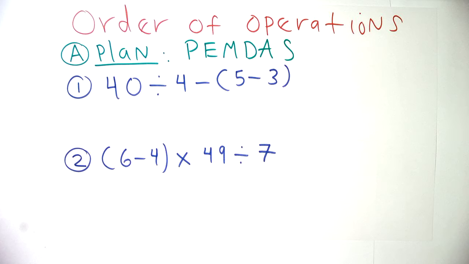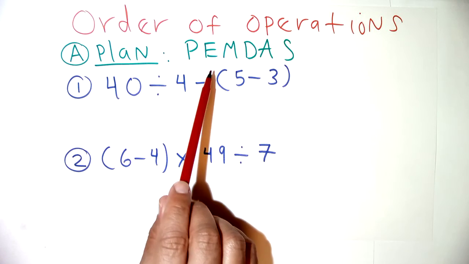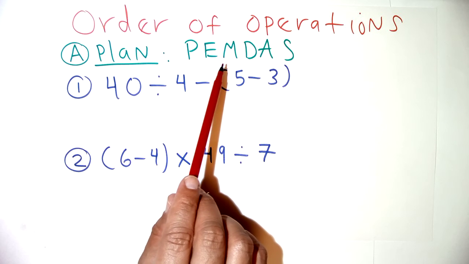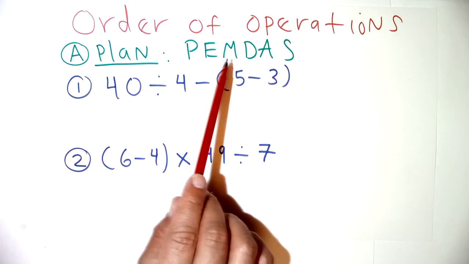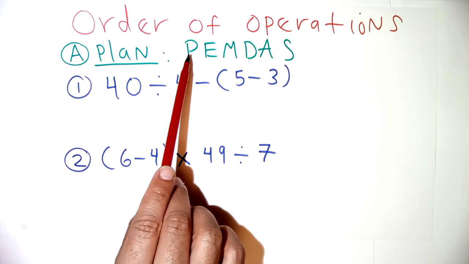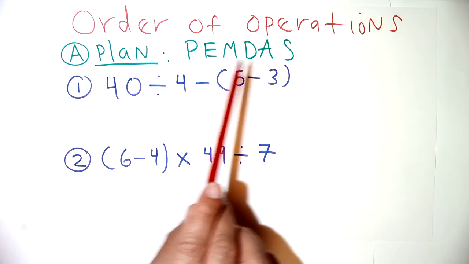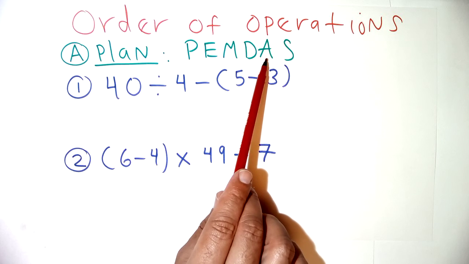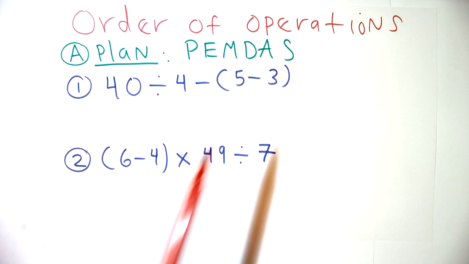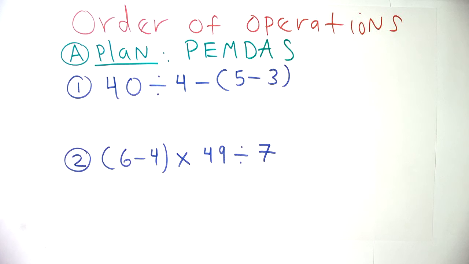Alright, in this video, we are going to practice order of operations here. And the plan is simple. We're going to use PEMDAS, so that you remind yourself of what basically goes first. P is for parentheses, E is for exponent, M for multiplication, D for division, then addition and subtraction. Make sure that you follow the plan in order for you to get an answer.